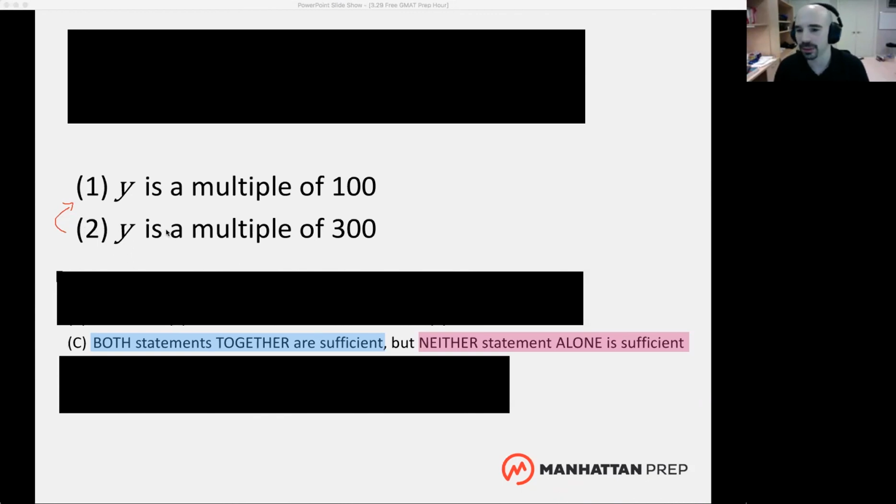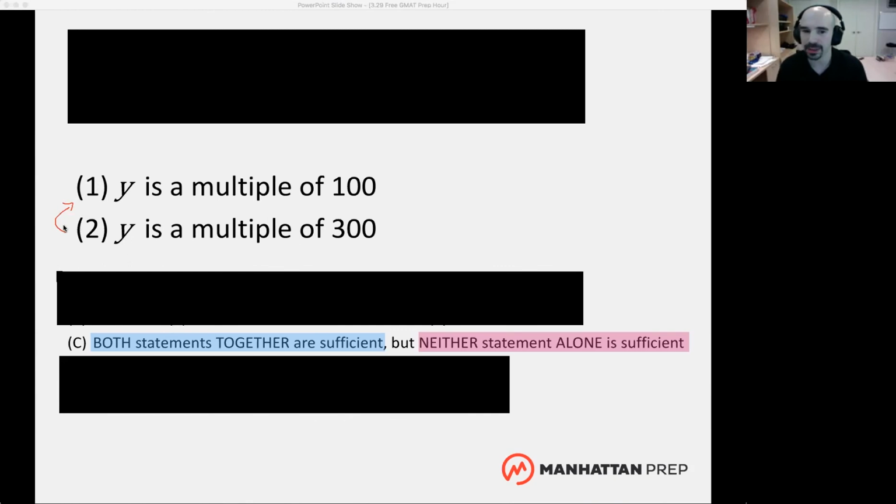If 2 isn't sufficient on its own, how is 1 going to help it? 1 doesn't have anything to offer 2. Does that make sense? Like statement 1 doesn't have anything to offer statement 2. So why would combining them be beneficial? What added value would statement 2 get from statement 1? Nothing.